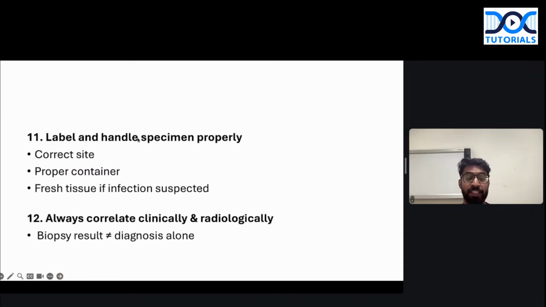The 11th cardinal rule is that the specimen has to be labeled properly: correct site, name, age and sex of the patient. It is very important that labeling is done properly. And the most important thing: always relate it clinically and radiologically, because biopsy itself is never the diagnosis.